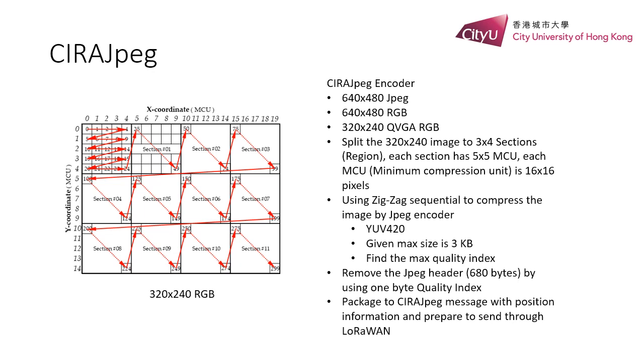This is different from the original JPEG because the original JPEG does not have position information, and if packet loss occurred, the image will corrupt. We use YUV 420 and, given the maximum input size of 3 kilobytes, find the best image quality index. Then we use a 1 byte image index to replace the 680 bytes JPEG header, because the resolution and other parameters are prefixed by the encoder and decoder. Finally, we package it and prepare to send through LoRaWAN.